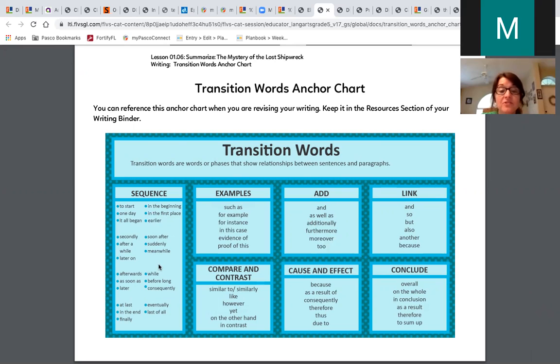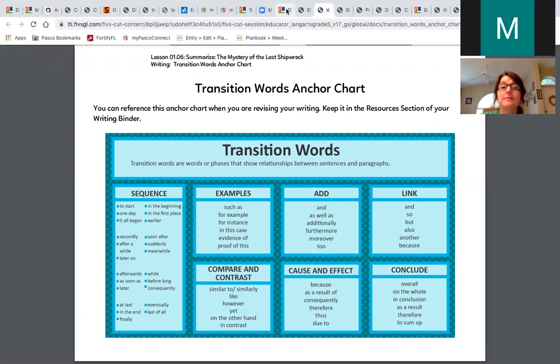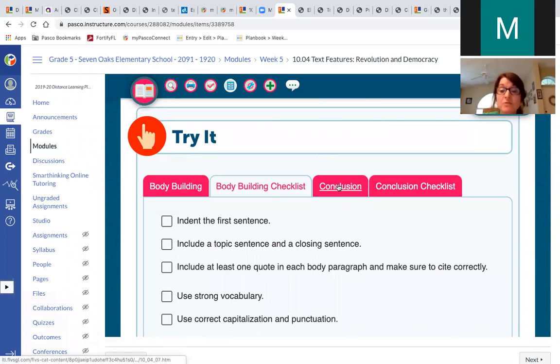So there's information on examples. That'll be real important. Adding on the link. There's a lot of good transition words here. Obviously concluding at the end of your essay in your conclusion paragraph. So there's just a lot of good ones. So this resource is there for you and I want you to know that. So that's why I wanted to take the time to click on it and show you that. All right, back to the information here. All right, so let's move on.